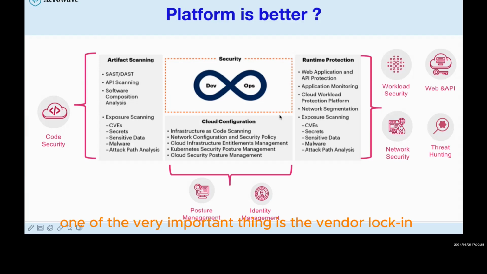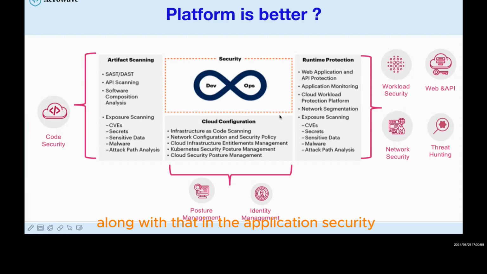One very important thing is vendor locking. So what is vendor locking? For example, if you are using one single platform to manage your application security from code to runtime, but you are not satisfied with one of the functions, it would be very difficult for you to turn to another vendor. This is what we call vendor locking. The platform approach is good, but vendor locking is a pain point for customers.